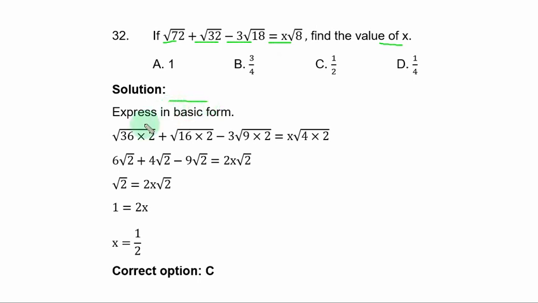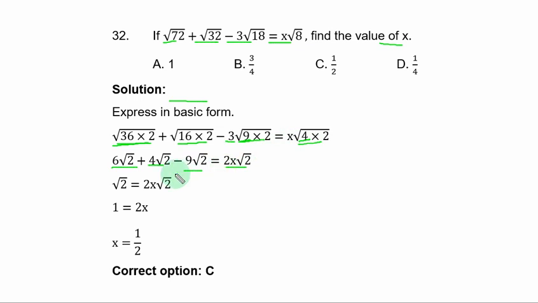In 72, you have 36 times 2. In 32, 16 times 2. In 18, 9 times 2. In 8, 4 times 2. So this simplifies to 6 root 2 plus 4 root 2, minus root 9 is 3, 3 times 3, you have 9 root 2. Root 4 is 2. 2 times s, you have 2s root 2.